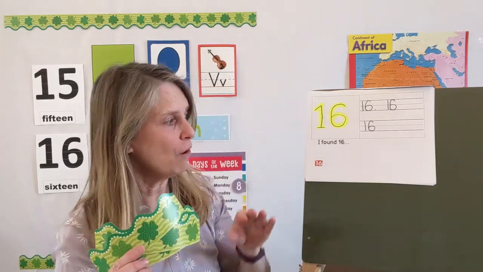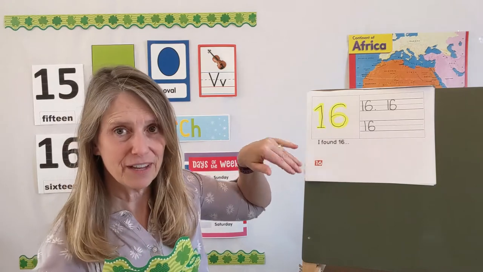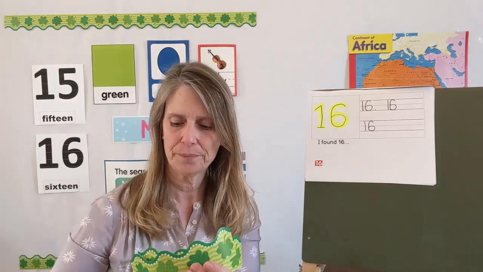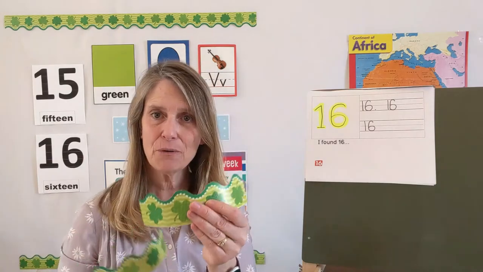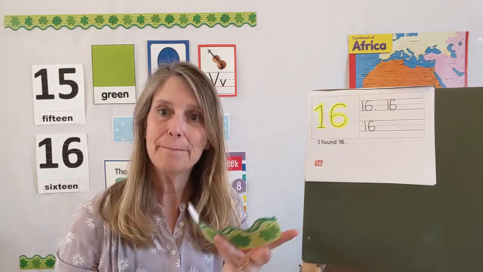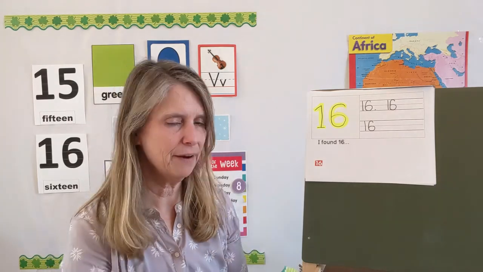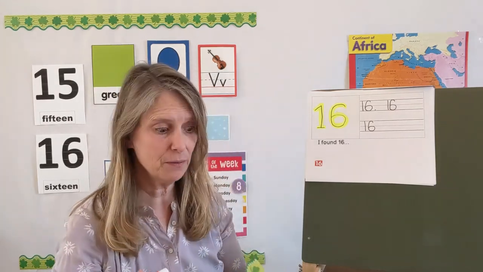But if I tried to put a whole strip of shamrocks up here, it wouldn't fit. So I had to break it down into groups. How many groups of four did it take me to get to 16? 1, 2, 3, and 4. Four groups of four made 16. So now you guys, we have to try to figure out how we are gonna fit all of these on here, even with them broken apart.